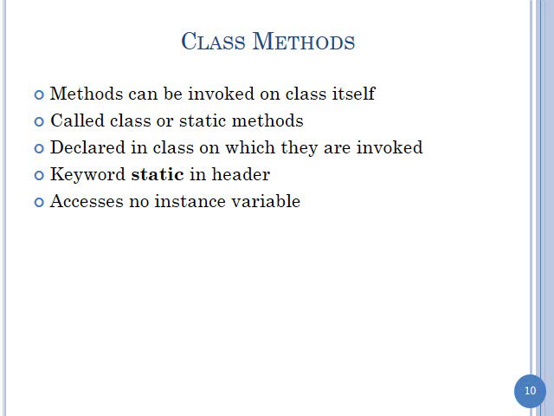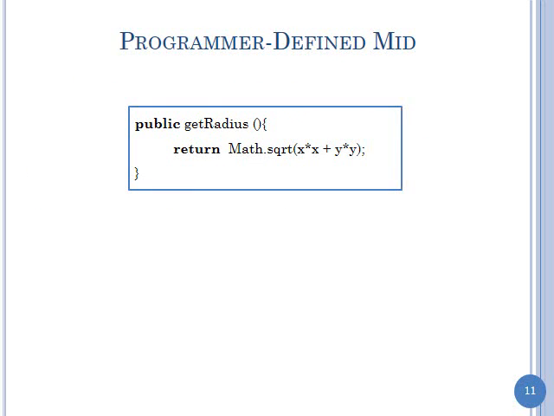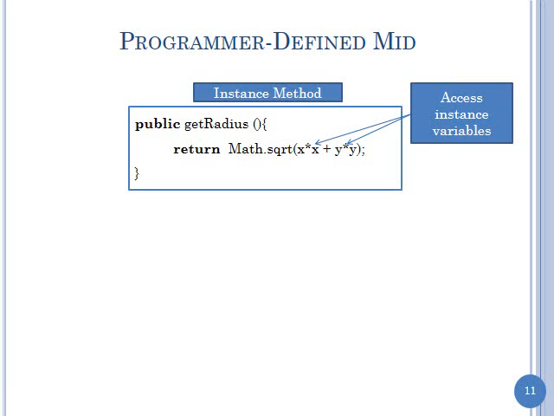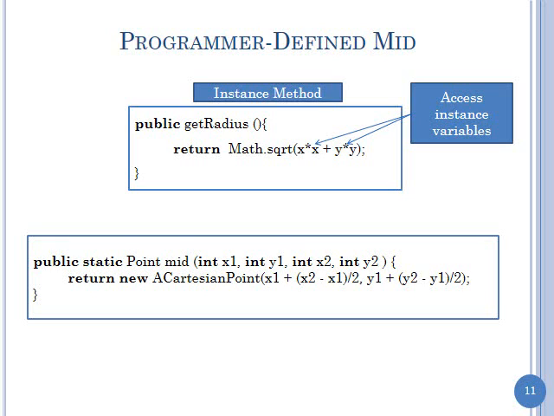And these are declared in the class on which they're invoked. And the keyword static is in the header, and they can't access any instance variables. Okay? So, okay, this is getRadius. This is an instance method, accesses instance variables. And here's my mid. You guys can all do this. You take 4 coordinates, and return a new Cartesian point. Okay, this is a class method. It doesn't access any instance variable. Okay, and we know it's a class method.